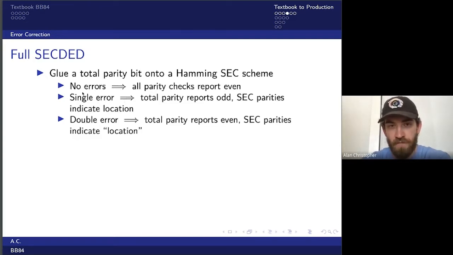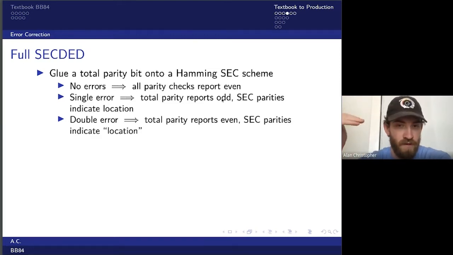Now we have to look at first, okay, how many errors? First case we can have here, no errors. We have a healthy code word. In that case, all of our parity checks are going to report even, everything's happy, great. If we have a single error, what we're going to see is that our total parity is going to report odd, and the single error correction parity is going to tell us where the flip was.